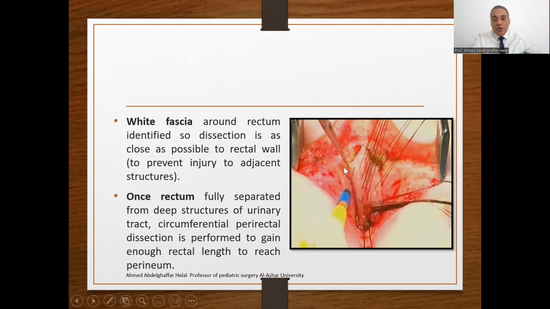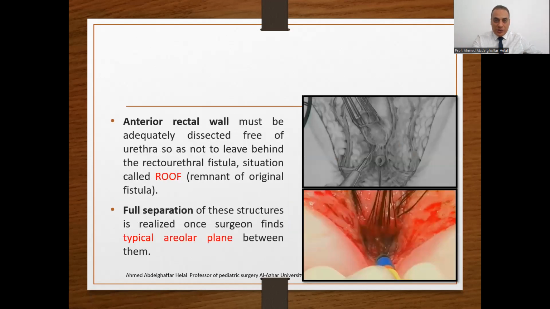The white fascia on the lateral side of the rectum is identified and dissected as close to the rectal wall. This will help the anterior dissection to be completed. So it's very important to dissect these two intimately closed walls, very meticulously. The anterior rectal wall must be adequately dissected free of the urethra, so as not to leave any remnant of the fistula. As we see, this is the fistula and this is the anterior rectal wall, and here is the plane of dissection. It's a very difficult and very essential step.